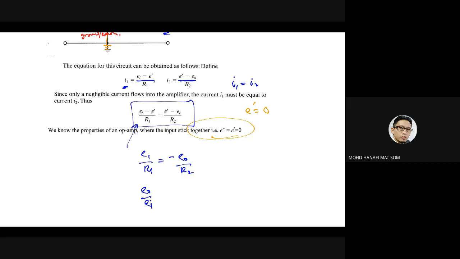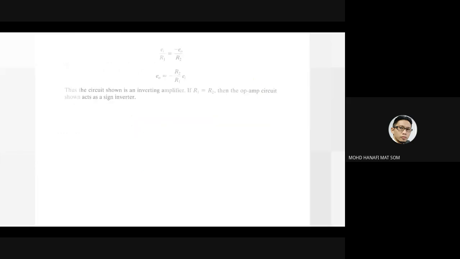E naught over EI equals negative R2 over R1. So for the inverting amplifier, we found that the transfer function, or the gain of the inverting amplifier, is equal to negative R2 over R1. Okay?